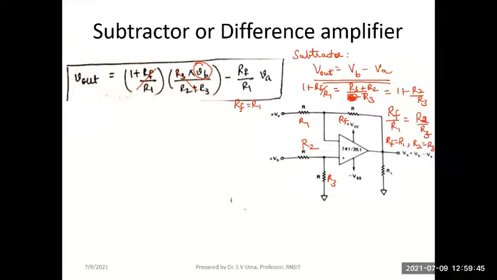If you want the circuit to work like a difference amplifier, analyze and tell me, I want the output voltage to be some gain into the difference between the 2 input signals. So this K is a gain. Gain into difference between the 2 input signals. How would you do it? Resistors should be.